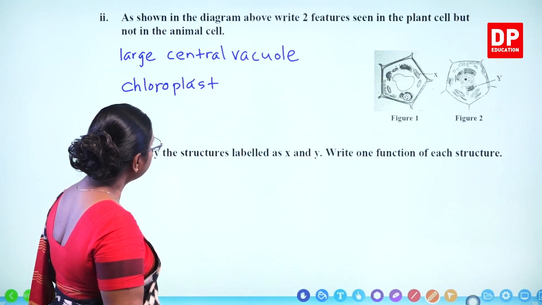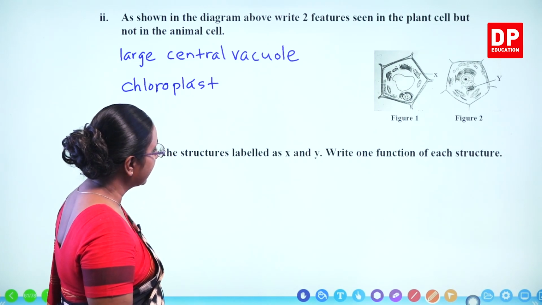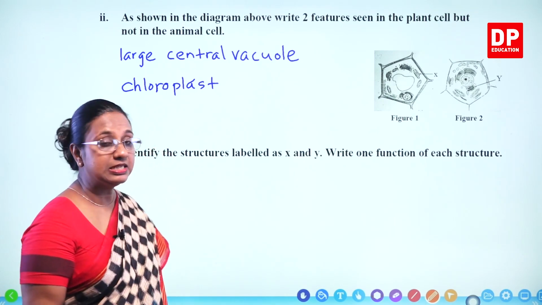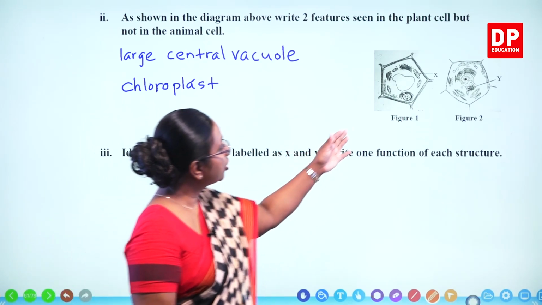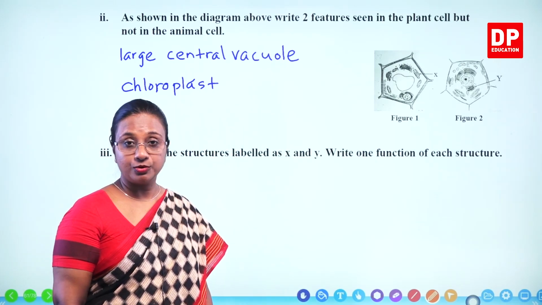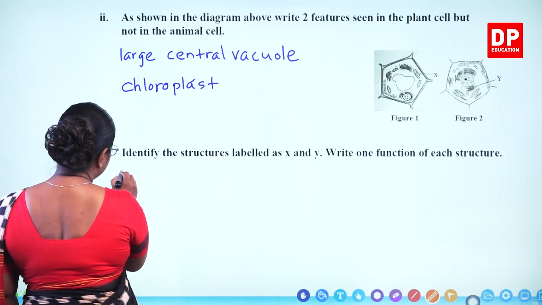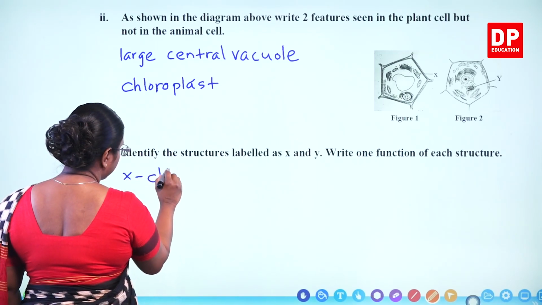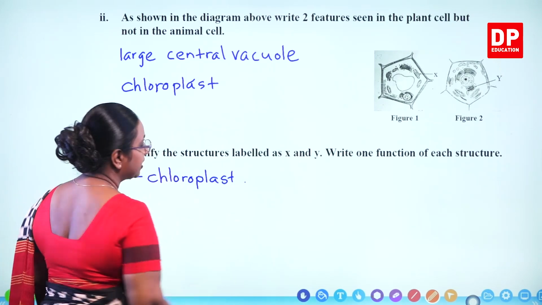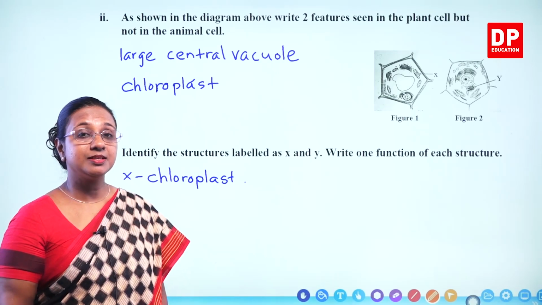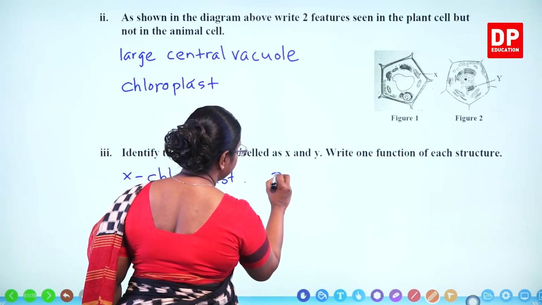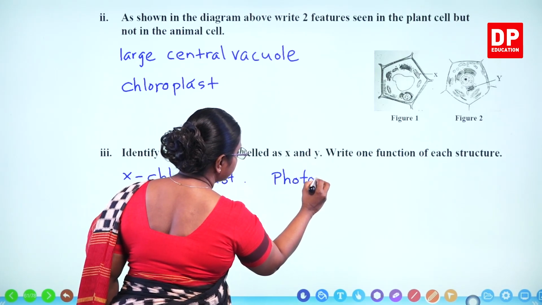Next one. Identify the structures labeled as X and Y. Write one function of each structure. We have already identified X. What is it? It is the chloroplast. So here I will say X, chloroplast. And what is the function of a chloroplast? Photosynthesis. So here I can say photosynthesis.